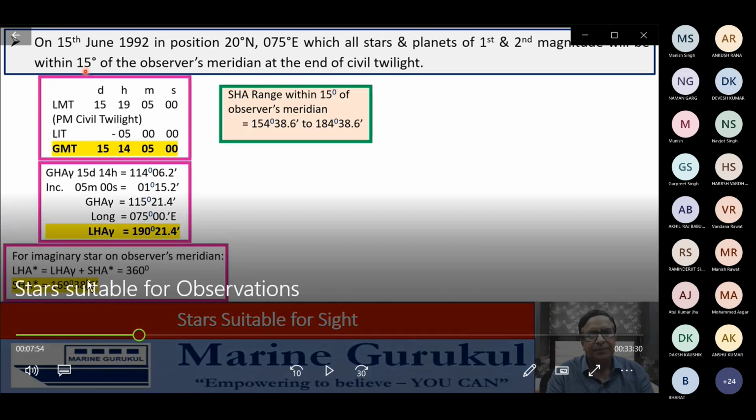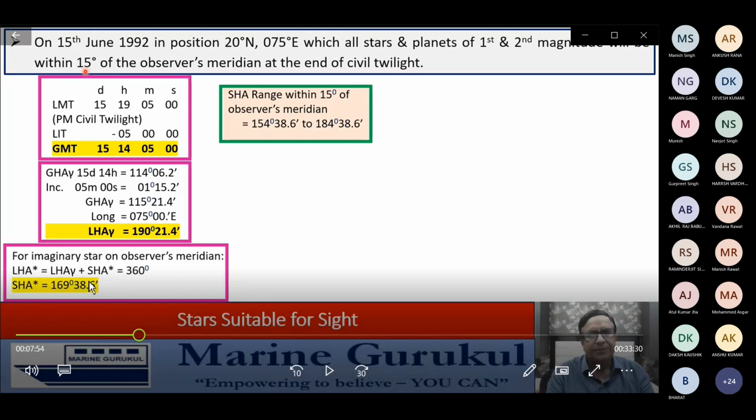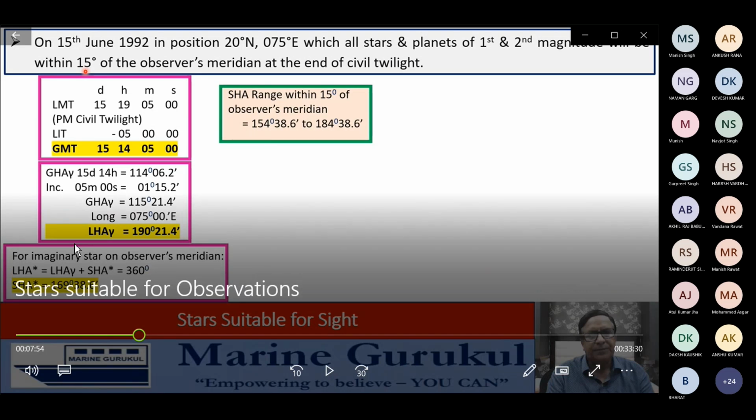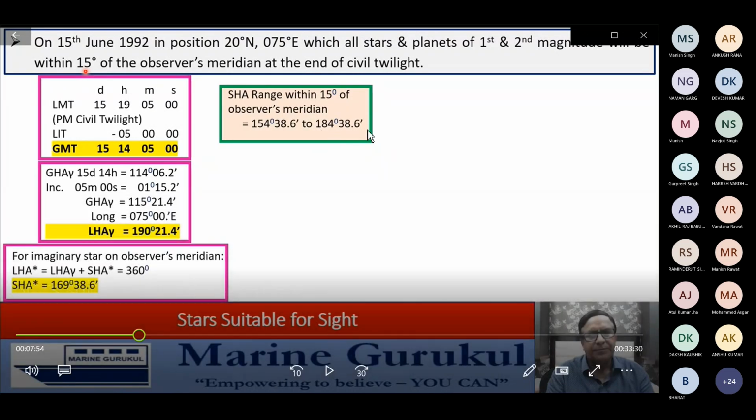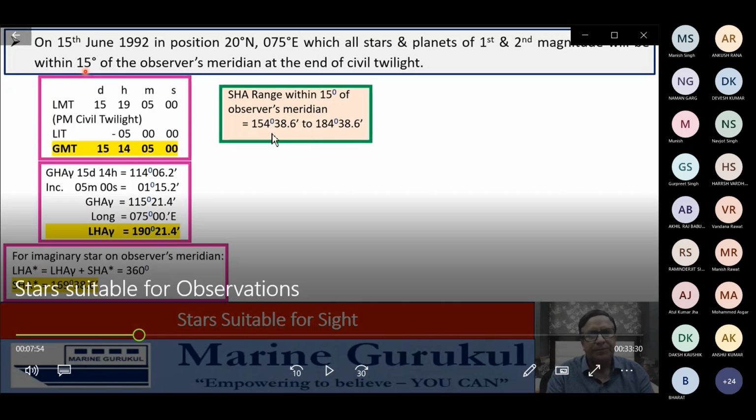ठीक है बेटा. Now, once we get the SHA, this is basically the SHA of a star on our meridian. Now, if any star is within 15 degrees of that, it has to be within a range which is plus and minus 15 degrees of this value. So हमने इस वैल्यू में 15 डिग्रीज को ऐड किया, हमें वैल्यू मिली 184.38.6 एंड हमने 15 डिग्री सब्ट्रैक्ट किया, वी गॉट ए वैल्यू ऑफ 154.38.6. दिस इज हाउ वी गॉट द रेंज.